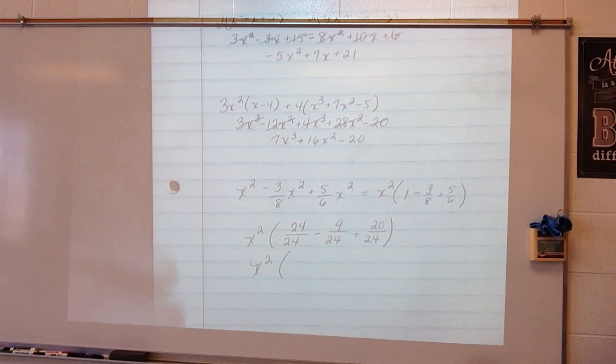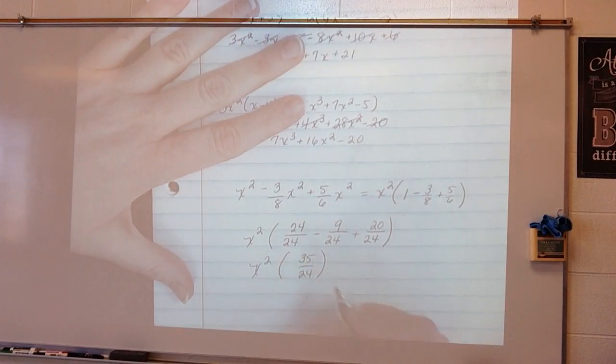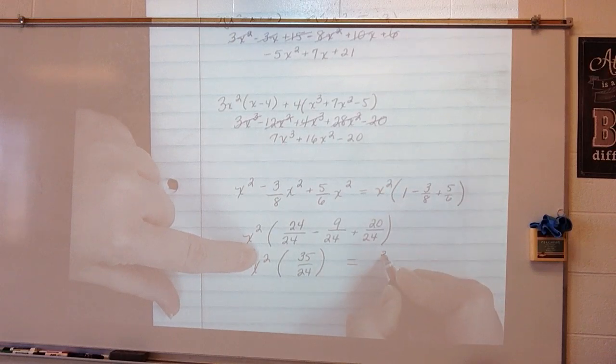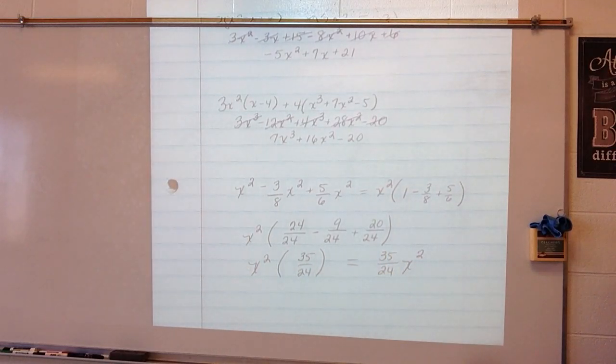So 24 minus 9 would give us what? 13. I'm sorry, 15. 15 plus 20 is 35. So I have 35 over 24. Now multiply, and I get 35 24ths x squared. And you can leave it just like that. You do not have to simplify it anymore.